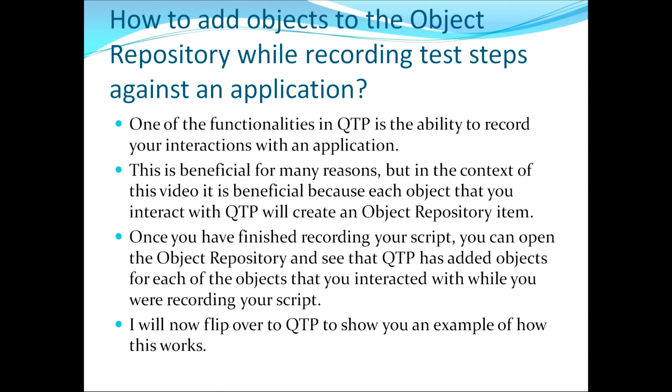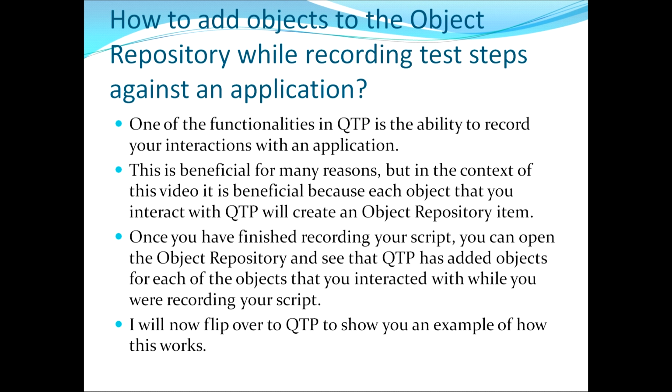This moves us to the topic which asks the question, how to add objects to the object repository while recording test steps against an application. One of the functionalities in QTP is the ability to record your interactions with an application. This is beneficial for many reasons, but in the context of this video, it is beneficial because for each object that you interact with, QTP will create an object repository item. When you have finished recording your script, you can open the object repository and see that QTP has added objects for each of the objects that you interacted with while you were recording your script.